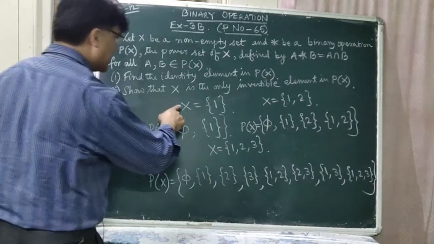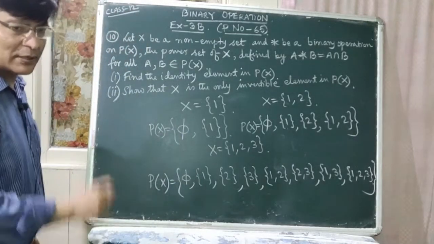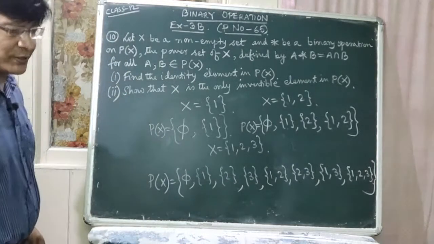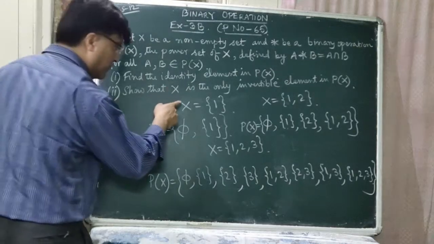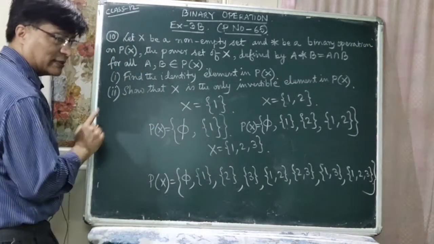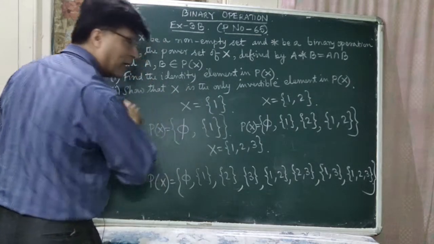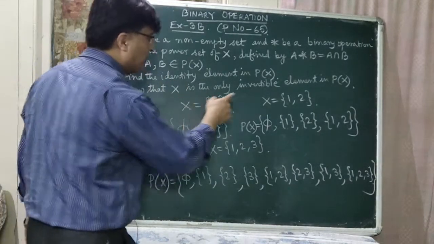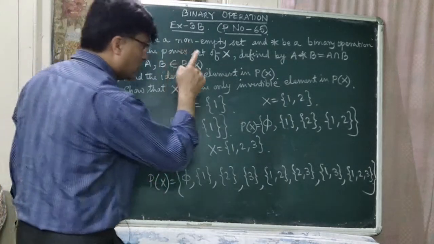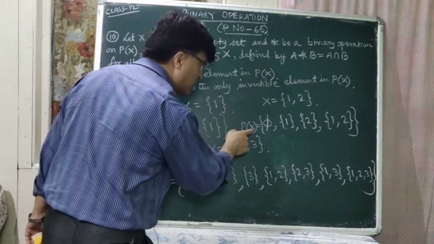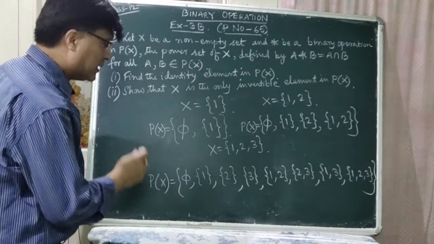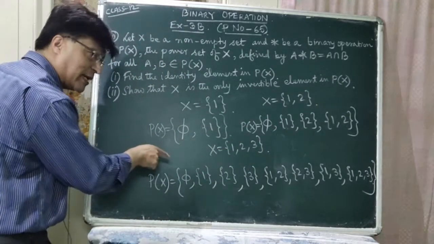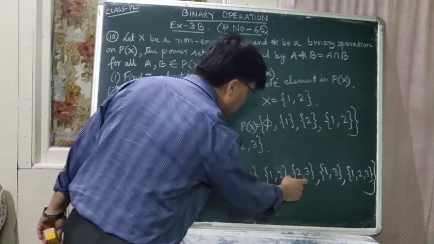If a set contains only one element, how many elements are there in the power set of X? There is a formula. If the set X contains only one element, then the power set of X contains 2 elements. If the set X contains 2 elements, how many elements are there in the power set of X? There are 4 elements. And if the set X contains 3 elements, how many elements are there in the power set of X? 1, 2, 3, 4, 5, 6, 7, 8.